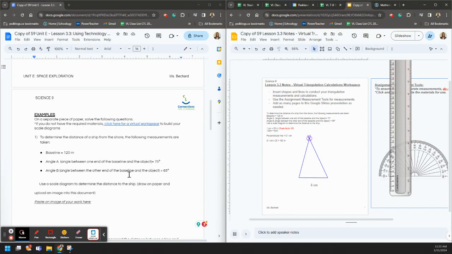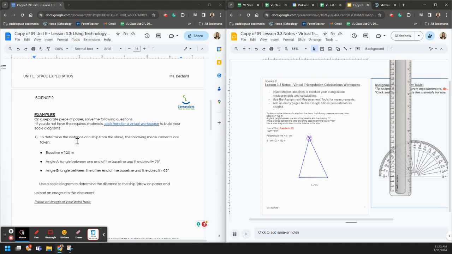So for this lesson, we're learning about triangulation calculations. When we're trying to determine the distance between an object and a baseline, we are able to use a scale factor to measure out on paper so that we can calculate the paper measurements to determine in real life how far an object is from a baseline, from where we're standing.